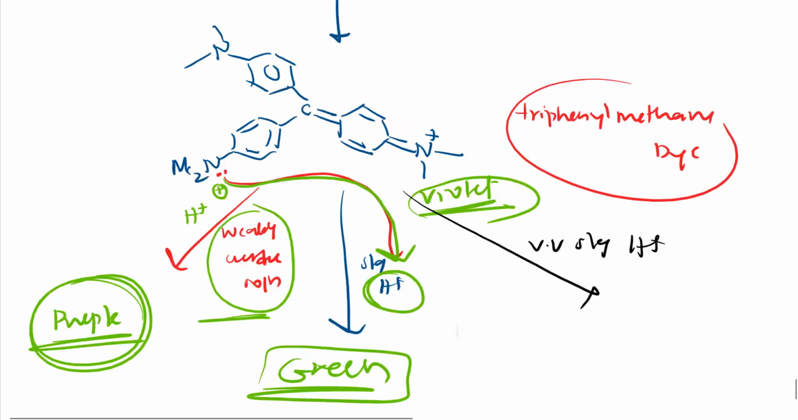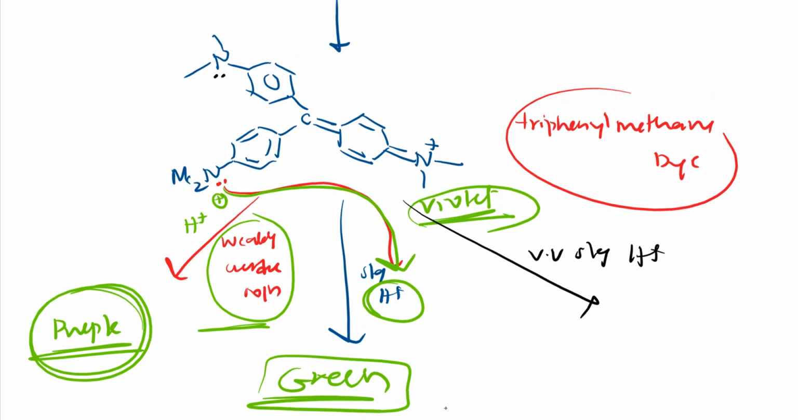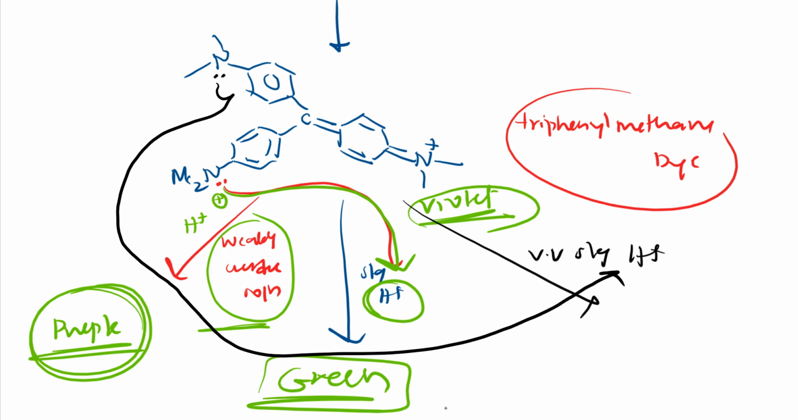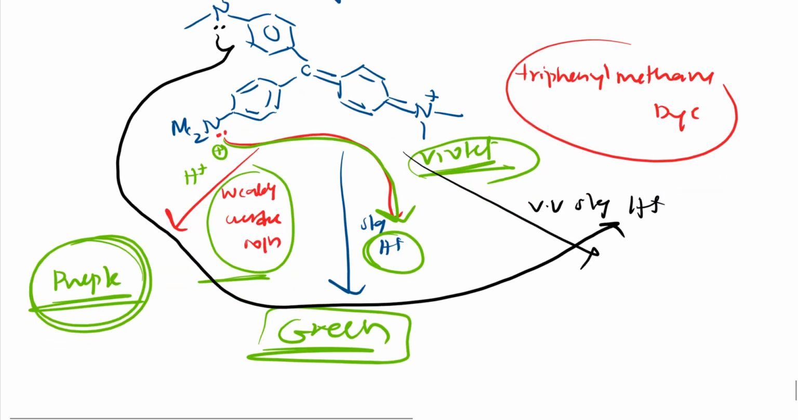Further, lastly, if I add a very strong acid, very strong H plus, what happens here, I have got one more nitrogen here, see here, this one will combine with this H plus, that structure you write yourself, right? So it becomes yellow color, so it becomes yellow color. So this point you should remember.